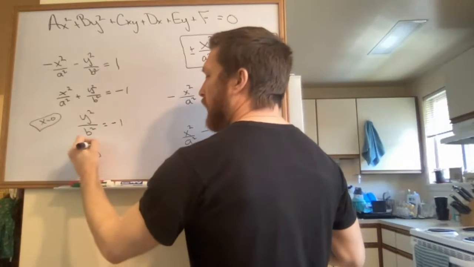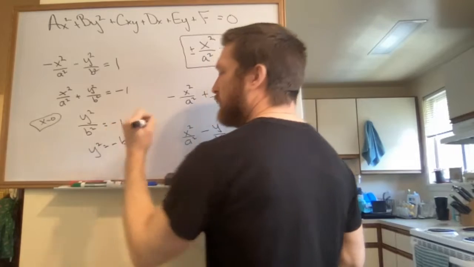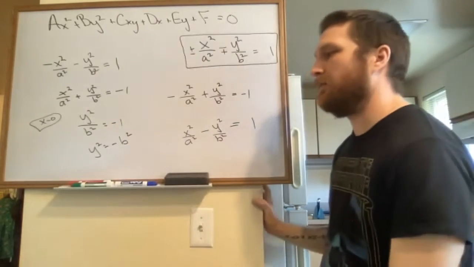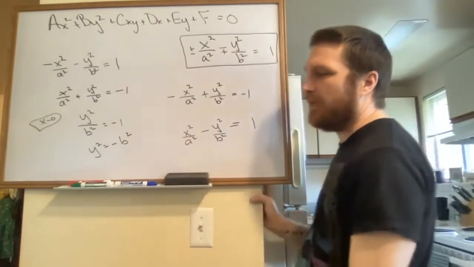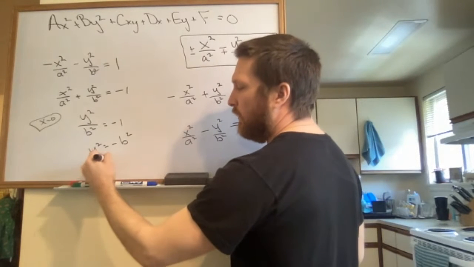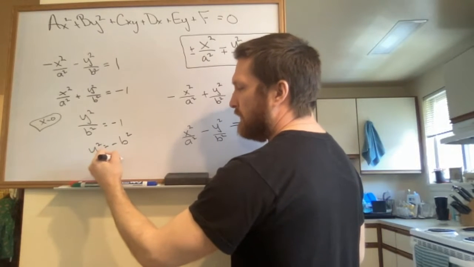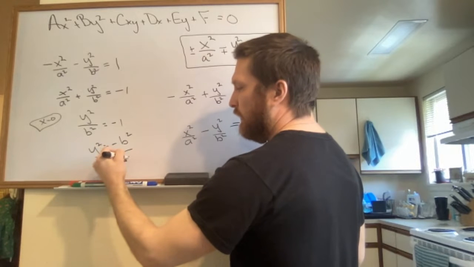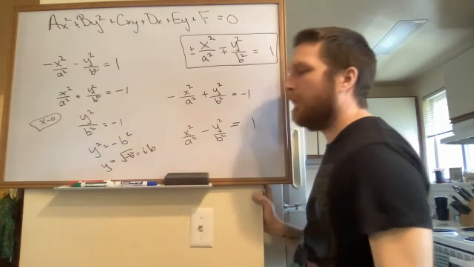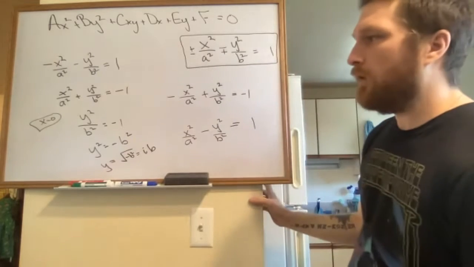In other words, y squared is equal to -b squared. B squared is always, always, always a positive number. And so -b squared is always going to be a negative number. And so you go to find the intercepts and you have the square root of a negative number. That is an imaginary number. And so it doesn't go through there.